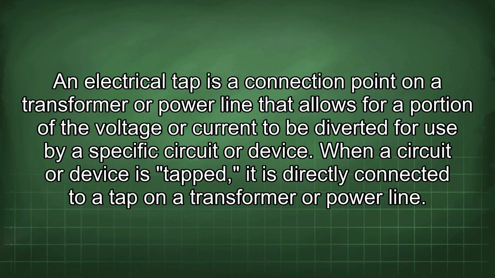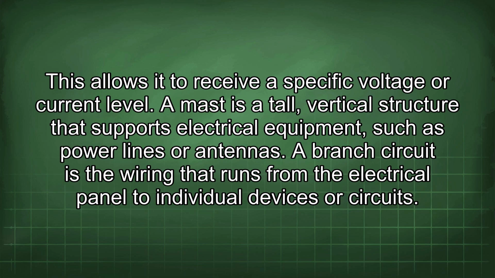An electrical tap is a connection point on a transformer or power line that allows for a portion of the voltage or current to be diverted for use by a specific circuit or device. When a circuit or device is tapped, it is directly connected to a tap on a transformer or power line. This allows it to receive a specific voltage or current level.